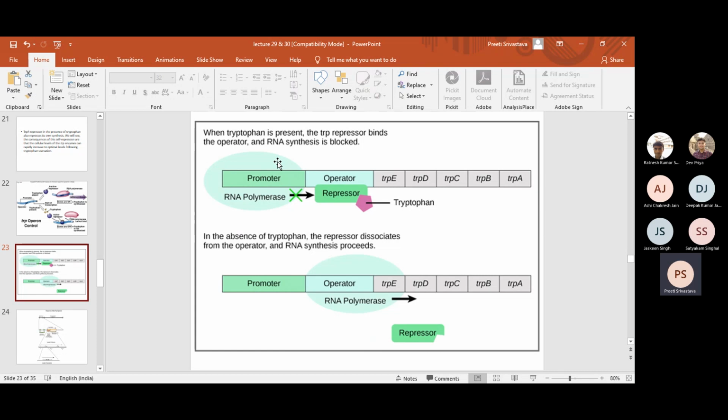So tryptophan can bind to the repressor. Tryptophan is actually called a co-repressor.